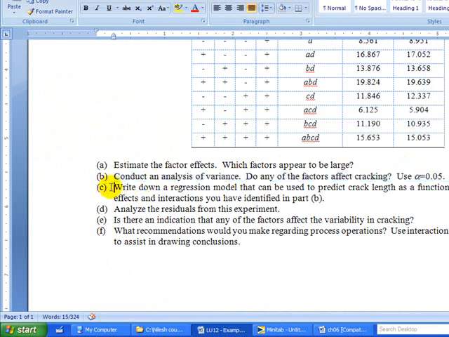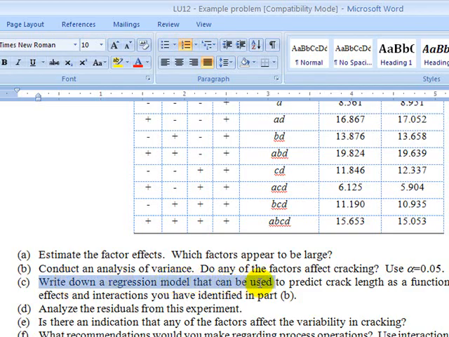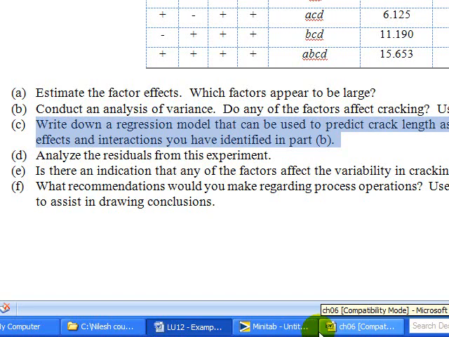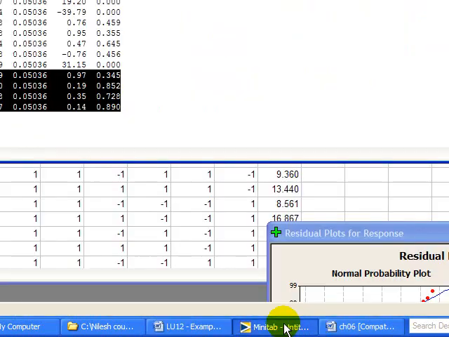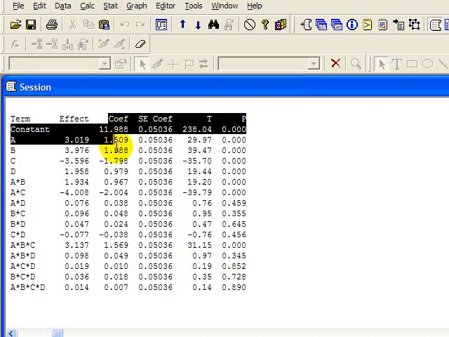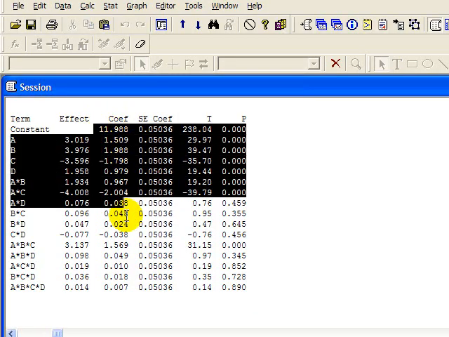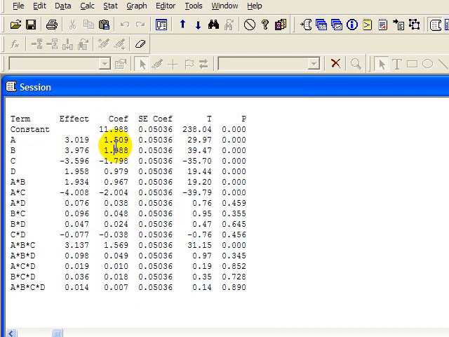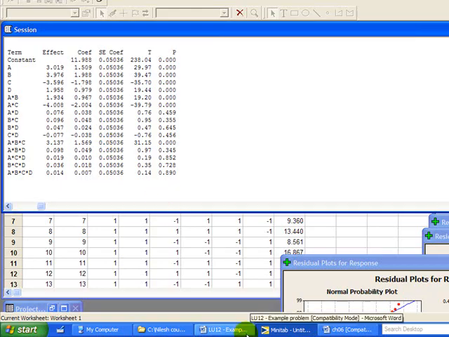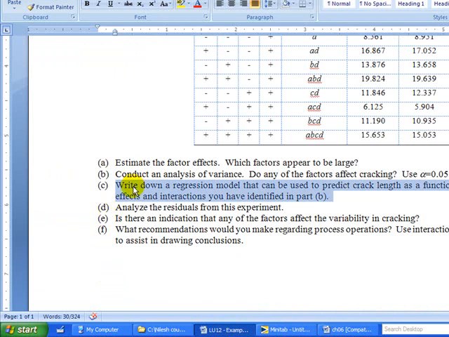Now the third question is, write down a regression model that can be used to predict crack length as a function of the significant main effects. So we need to write a regression model, right? And that regression model is also here. If you see, we have the coefficients of each factor. So we have coefficient of factor A is 1.509. This is the second column, which shows coefficient. That is the answer for part C.